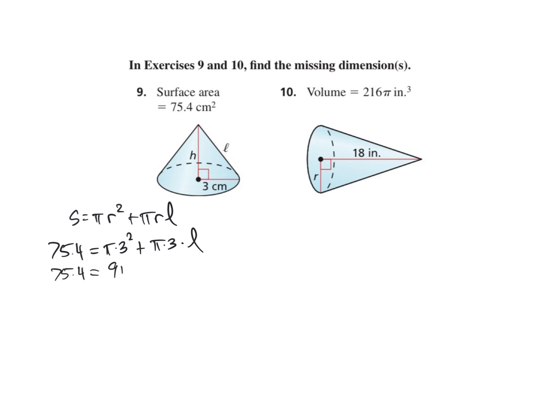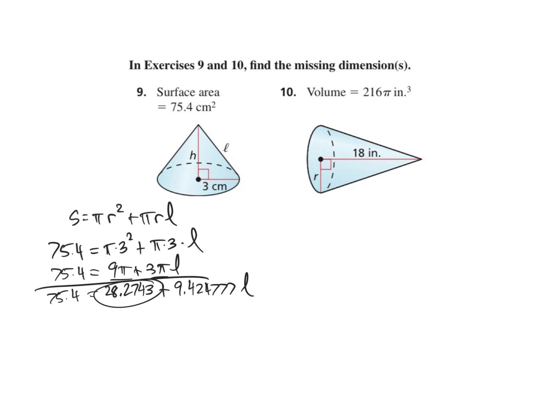Okay, so what do we have here? 75.4 equals 9 pi plus 3 pi L. Well, we need to figure out what those values are. So 9 times pi is 28.2743, and 3 times pi is 9.424777961, times L. So I take 75.4, and I'm going to subtract off the 28.2743, and that gives me 47.1257.